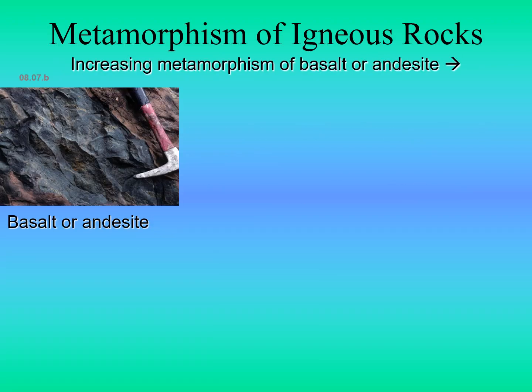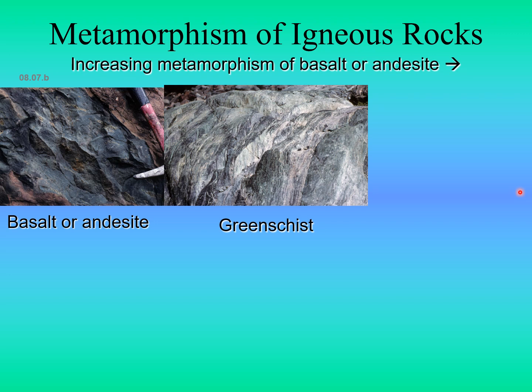So let's look at what these look like in context. If we take a basalt, let's say, or an andesite over here, this is a basalt, and it's not metamorphosed at all. This would have just been a flood basalt that erupted onto the surface at a hot spot or a divergent boundary. And then as we increase metamorphism, we get a schist.